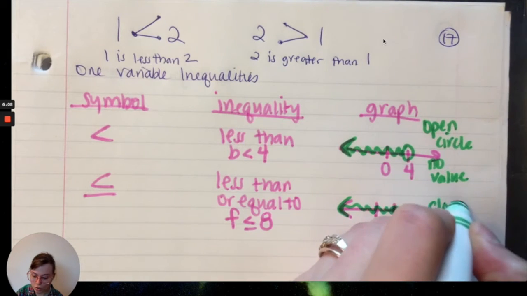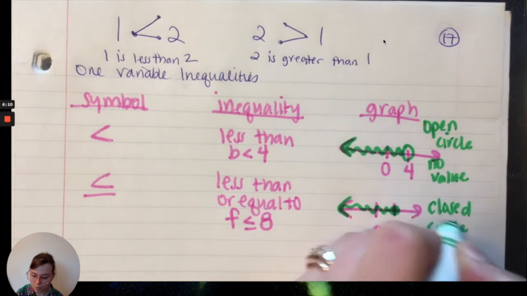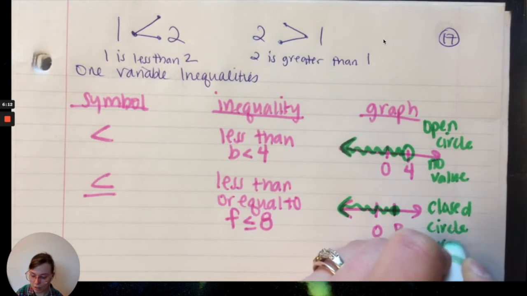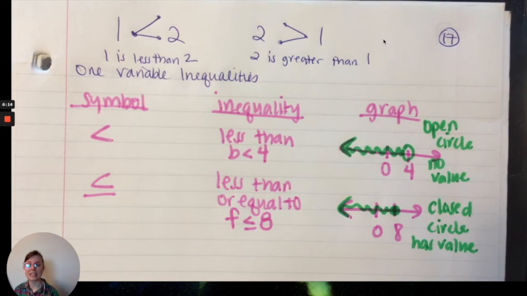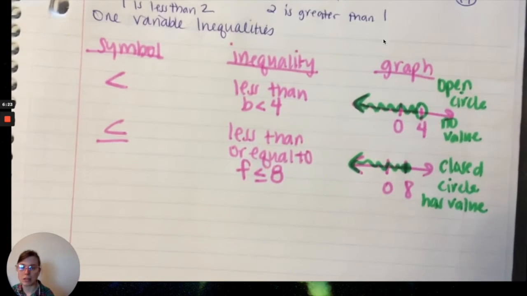So this closed circle means it has value. Alternatively, you could say this is a solution. 8 is a solution because we're allowing the variable to be equal to that 8. It doesn't just have to be less than.